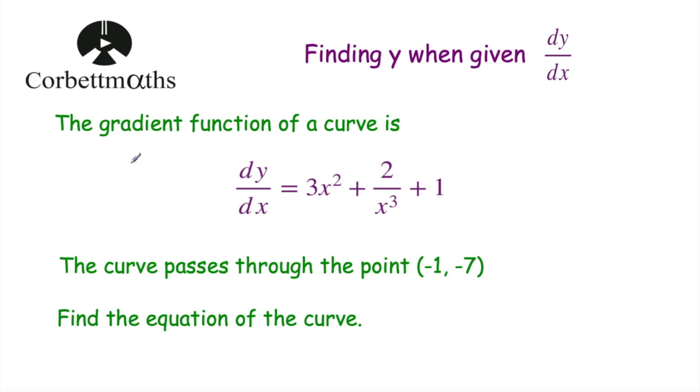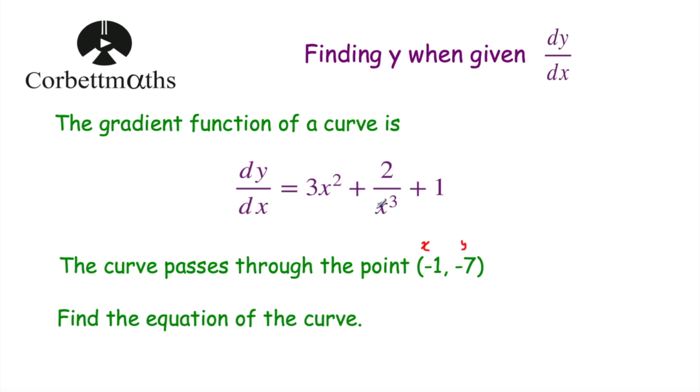So our last question, we're told the gradient function of a curve is dy by dx equals 3x squared plus 2 over x cubed plus 1. And we're told that the curve passes through the point -1, -7. So the x coordinate is -1 and the y coordinate is -7. And we've been asked to find the equation of the curve. So if we've been given the gradient function and we want to find the equation of the curve, we'll want to integrate that gradient function.